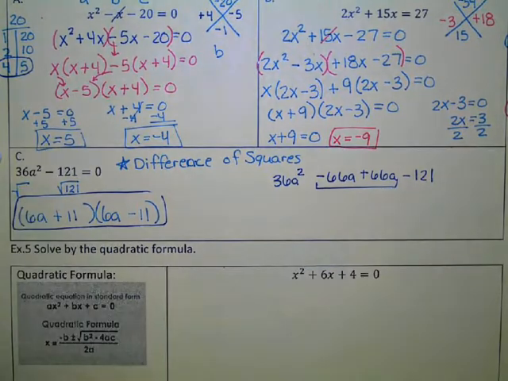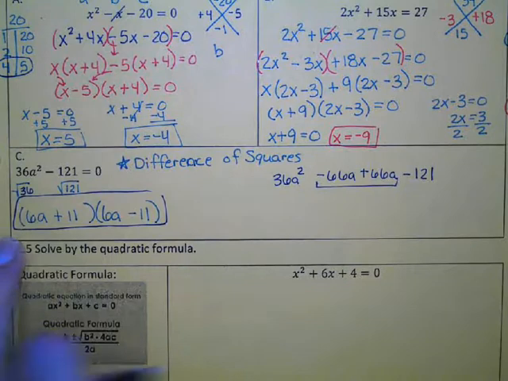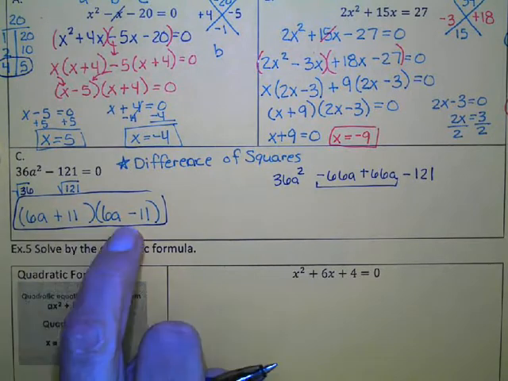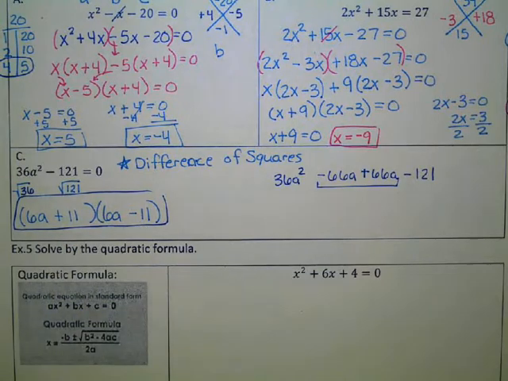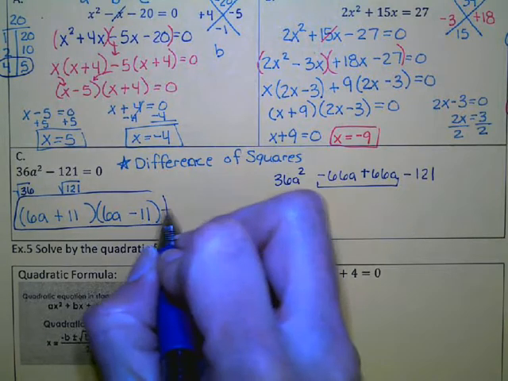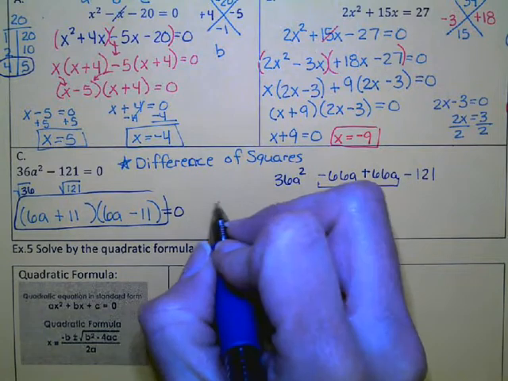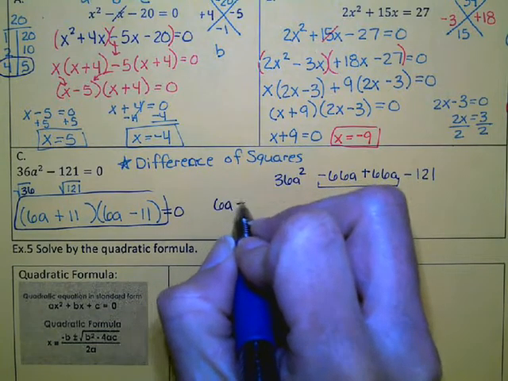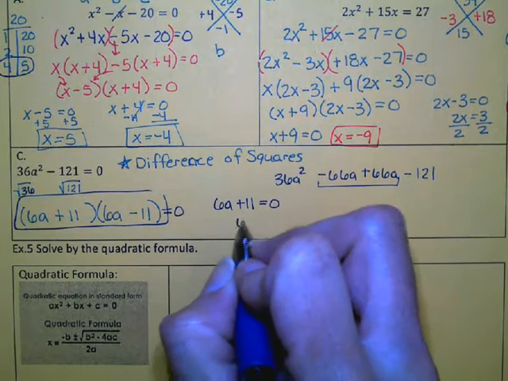We can square root the first number and split it up into 6a and 6a. Square root the second number and get 11 and 11, and that's just a quicker way to do this. We still have to solve because it says equals 0. So if you were going to set this equal to 0, we have 6a plus 11 equals 0. So you'd minus 11 and then divide by 6.